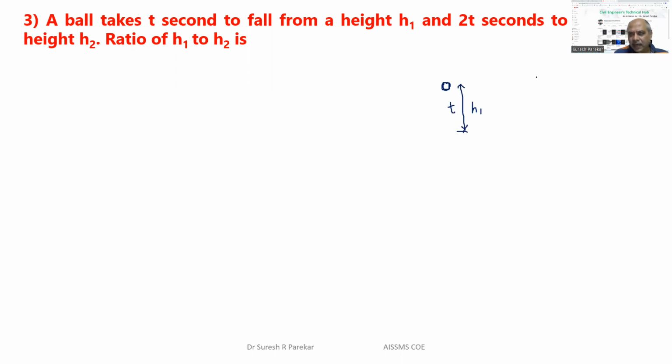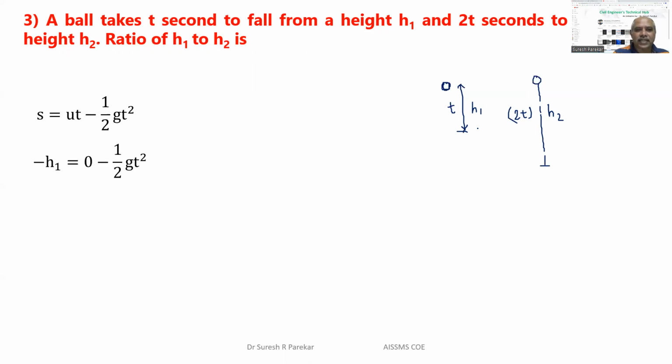And now we are going to throw this ball, and we have distance h2 and time 2t, double of this. We are interested to find h1 and h2. So we just use s equal to ut, because t is given and u is given. Therefore we are interested to find the ratio of h1 to h2.